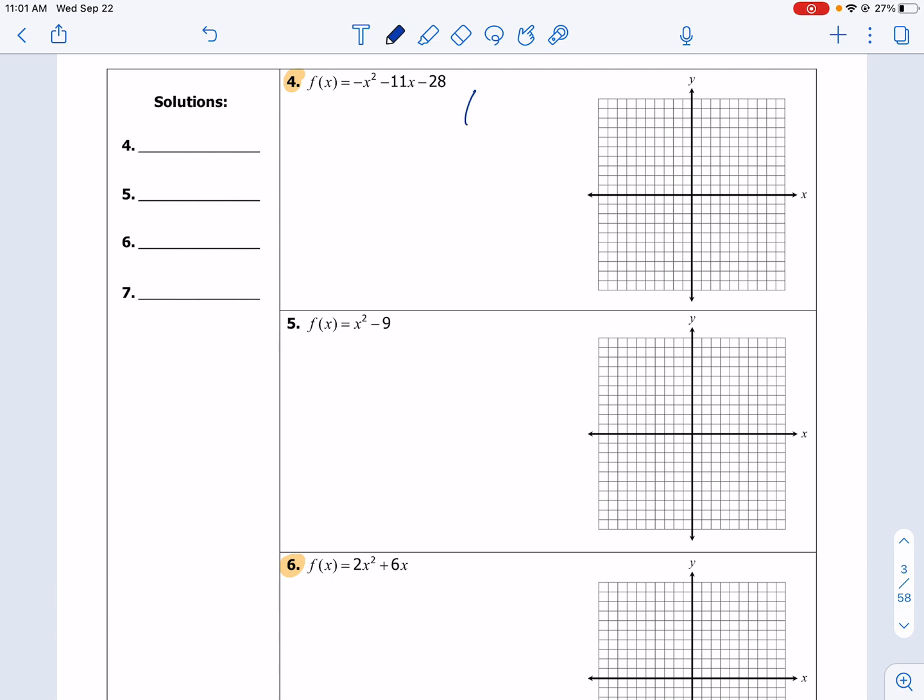Okay, so for 4, your vertex should have been negative 5.5, positive 2.25. So we can go graph that on here.